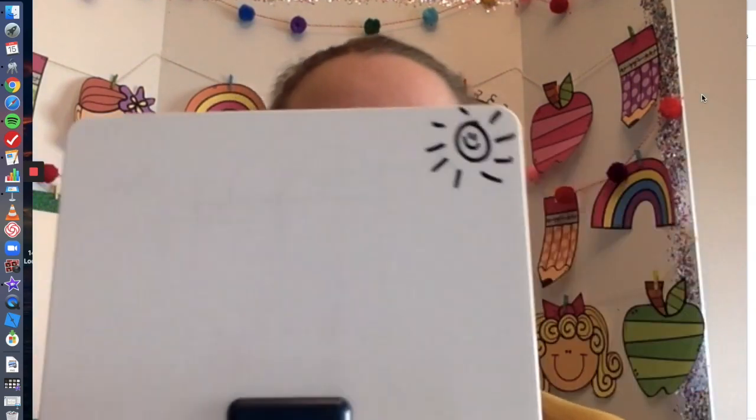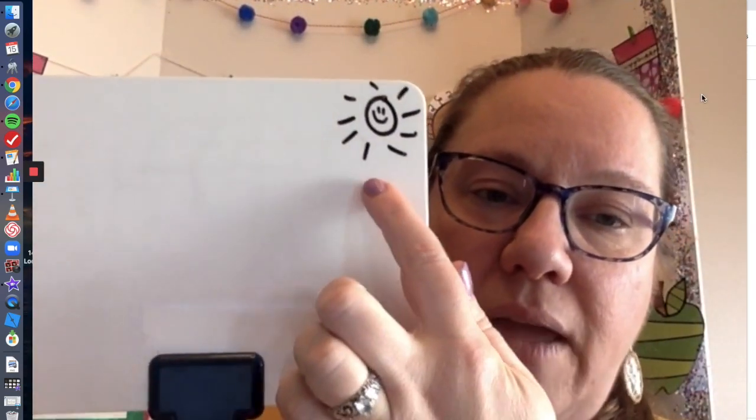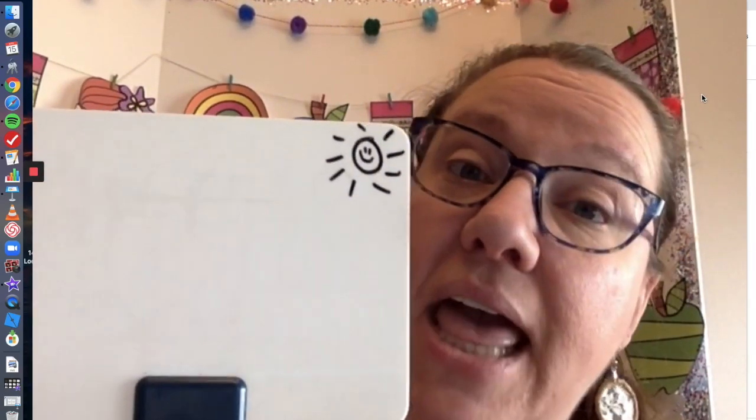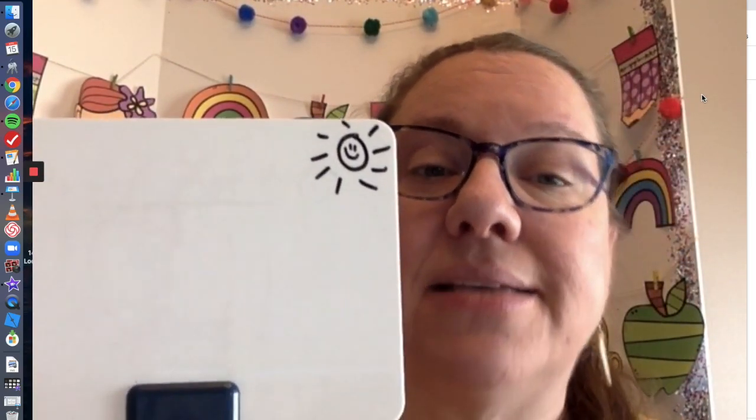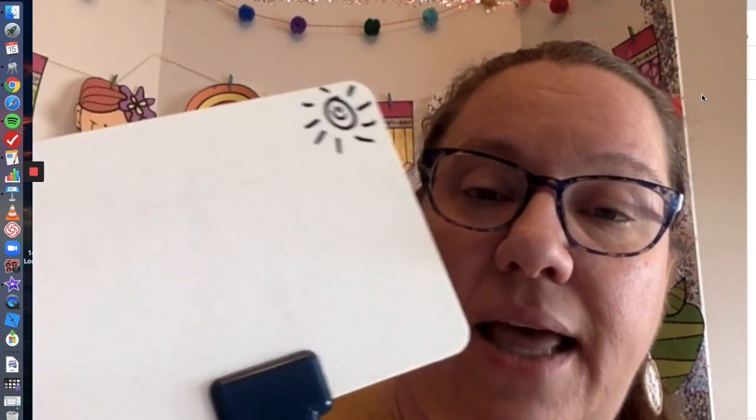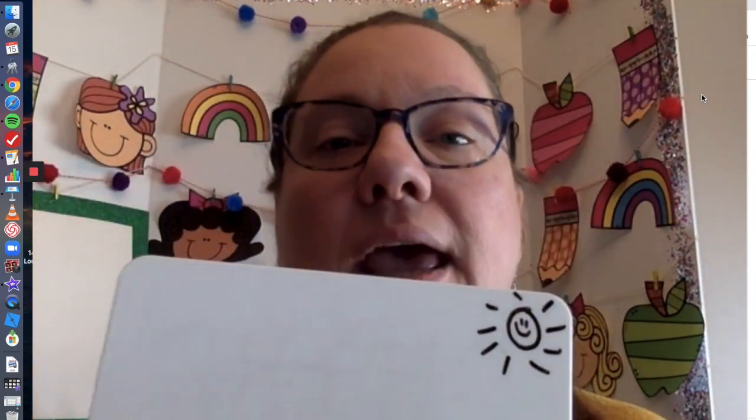Okay, so if you look at my whiteboard, I have a sun on there because we are going to have some toads in the sun. They love the sun because they sun themselves, they lay out and they like the warmth that the sun gives them. And also the sun gives them vitamin D like us, and that makes them feel really healthy. Okay, so here comes our story problem.